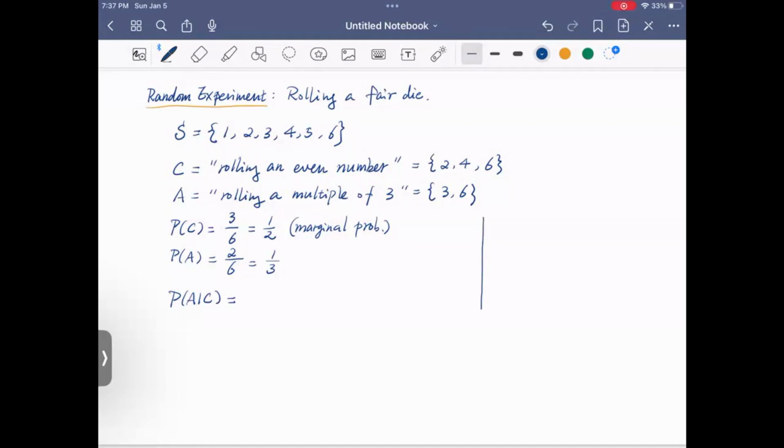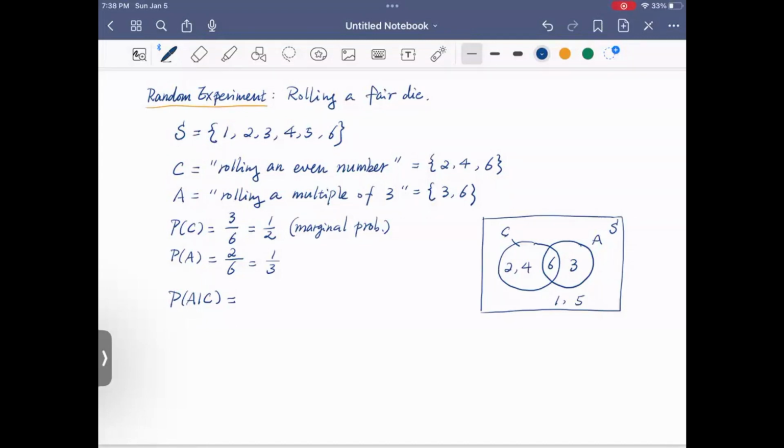Let's draw a Venn diagram. This rectangular area represents the sample space. And we have event C and event A. If we observe these two events, 6 is in both of them. So 6 should be in the intersection of these two events. Then C also has 2 and 4, and A also has 3. And 1 and 5 are outside of A and C. So this is the Venn diagram.